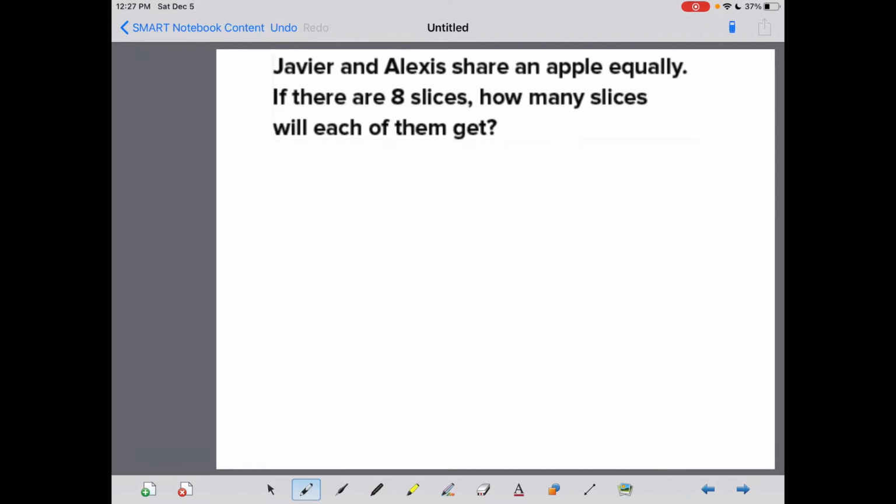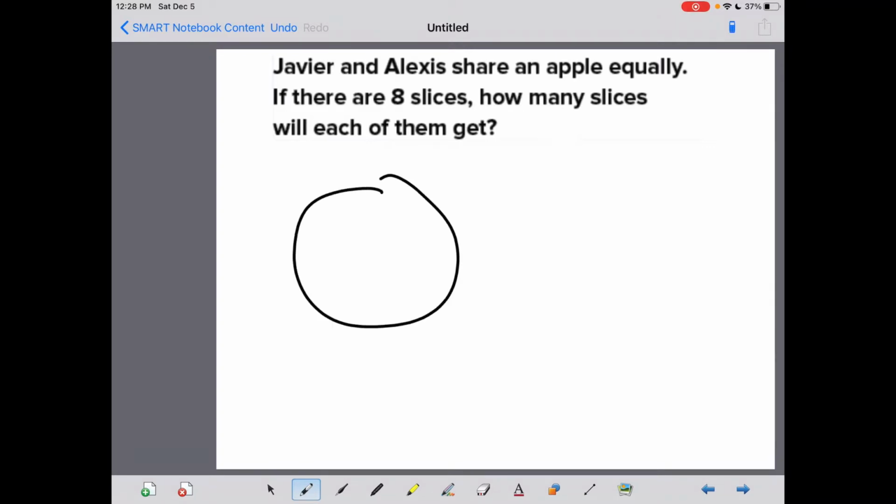Javier and Alexis share an apple equally. If there are 8 slices, how many slices will each of them get? Now using my problem solving strategy, I need to know what facts I already know. I know that Javier and Alexis are sharing an apple. That's 2 people sharing an apple. And there's 8 slices. So I know that I'm going to have to divide my 8 slices into 2 different groups for the 2 different people. And then find out how many slices each of them are going to get.